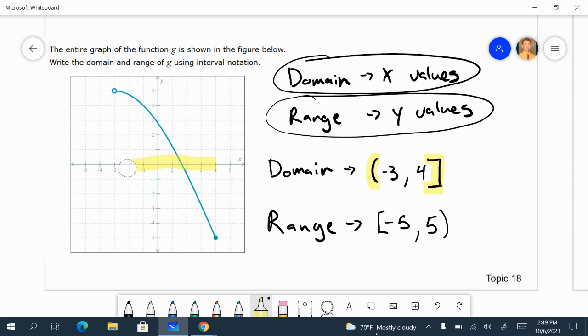Same thing with range. Now if we're talking about range, I'm going to show you by highlighting my y-axis. Everything from 5 down to -5 looks like it's included, because if I were to show you by drawing lines, it would be everything in between that range. Okay, so if that's my range, if I look at the bottom end, because that's the low part of my interval notation, that's a closed circle. So that's why I have that bracket. And if I look at the top end, that's an open circle. So that's why I have that parenthesis.